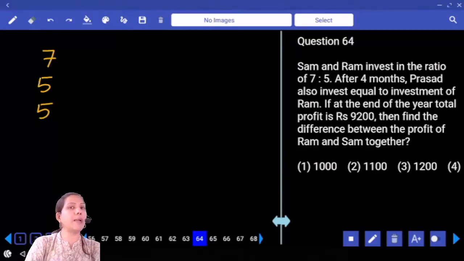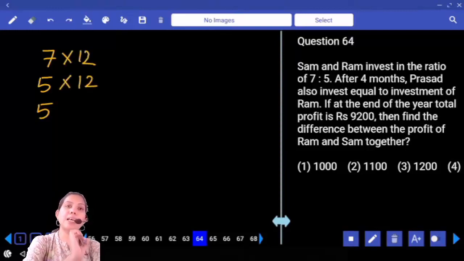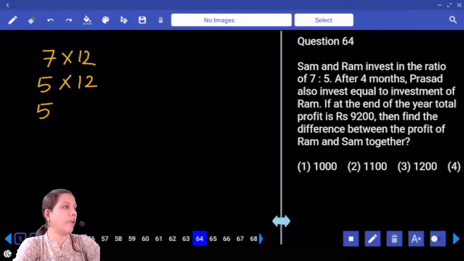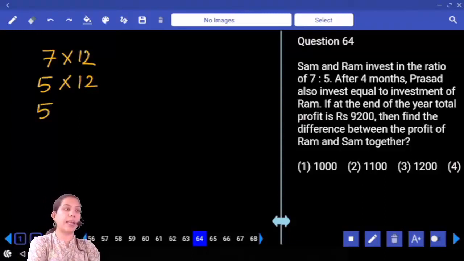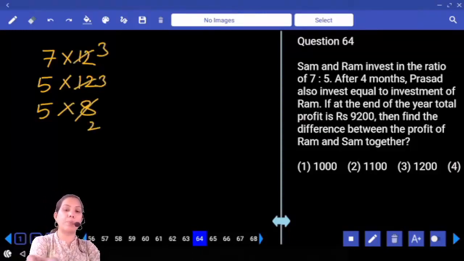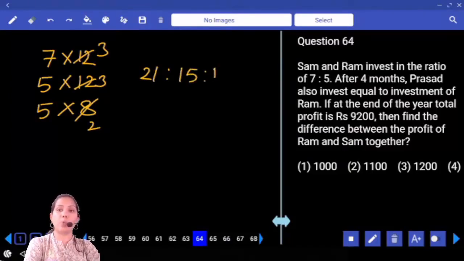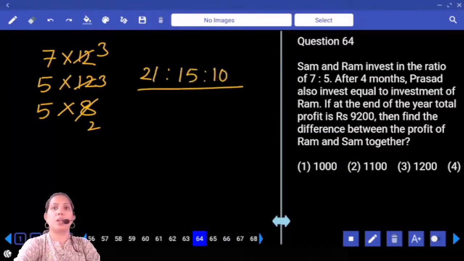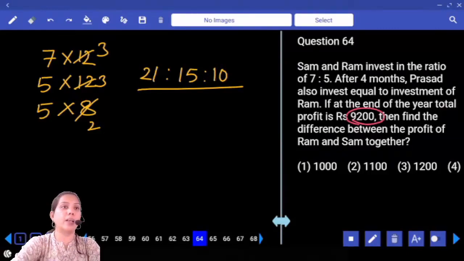And who started the business? Sam and Ram. Sam and Ram time is equal to 12 months and 12 months. But Prasad time is after 4 months he joined means what is time of Prasad? 8 months. 4 table 2 times, 4 table 3 and 4 table 3. What is the ratio? 21:15:10. What is this ratio? That is the profit ratio.